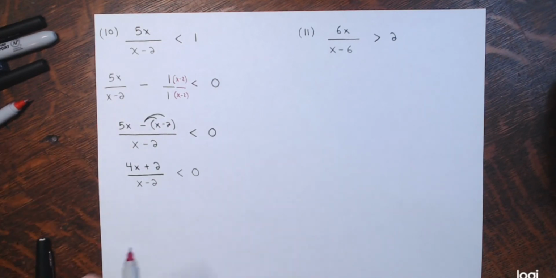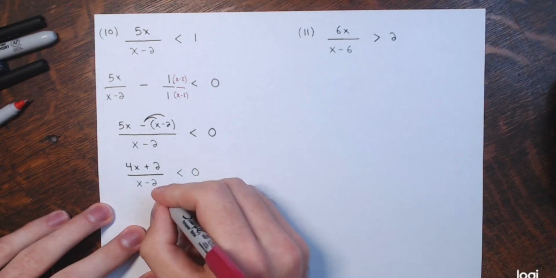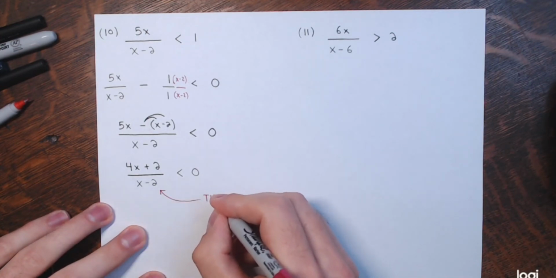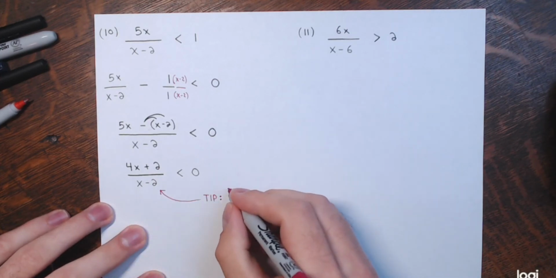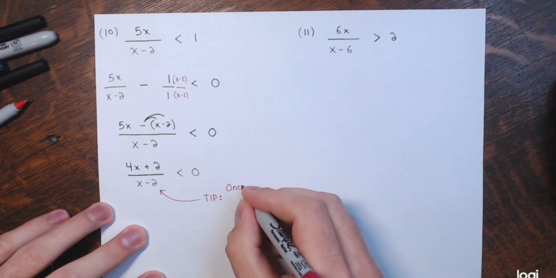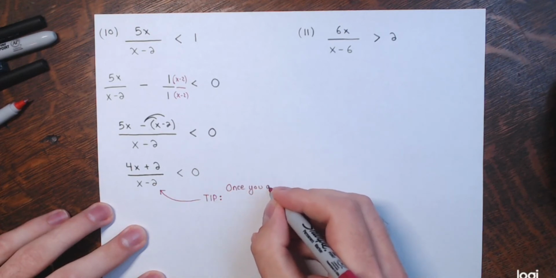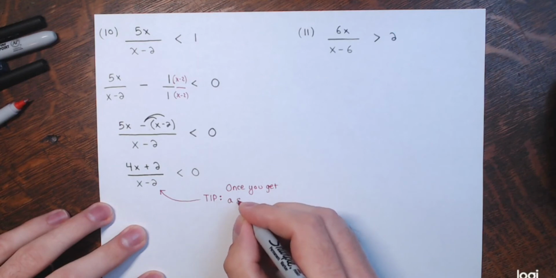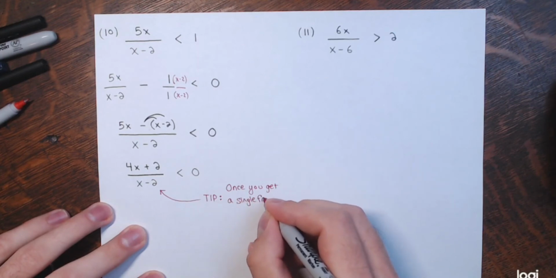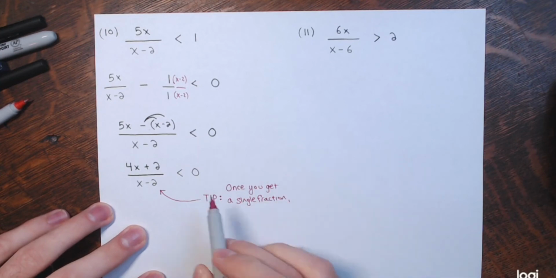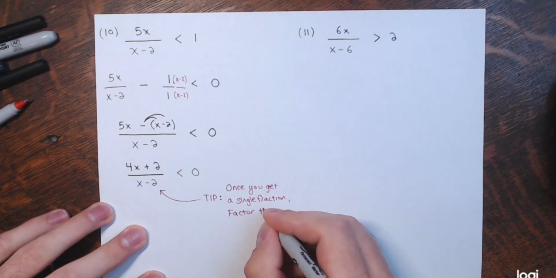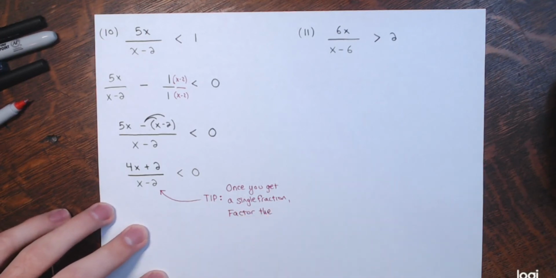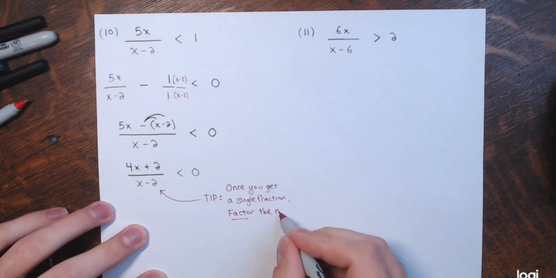Now, here's another useful tip that I haven't really had to do yet. But here I notice that I can factor the numerator a little more. So a tip is, once you get a single fraction, factor the numerator and denominator. It'll make finding those critical values a lot easier. Factor the numerator and denominator.